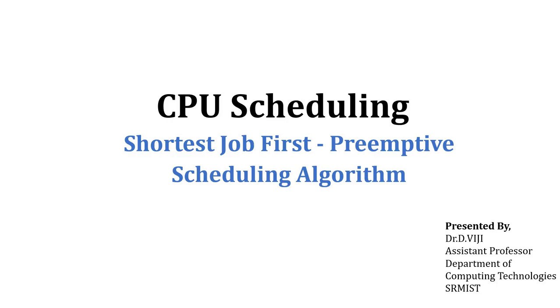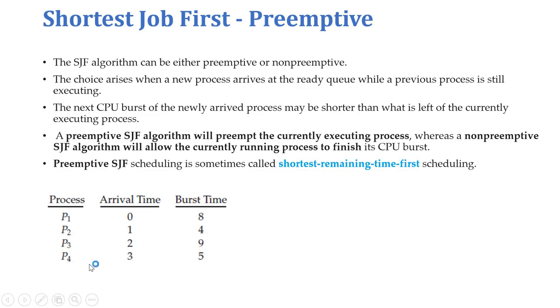In the previous video we discussed the shortest job first without arrival time, non-preemptive shortest job first, and how the processes execute one by one.